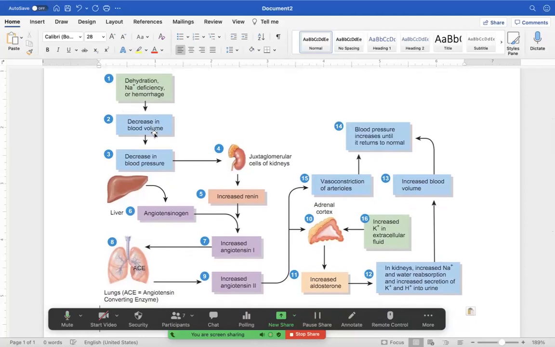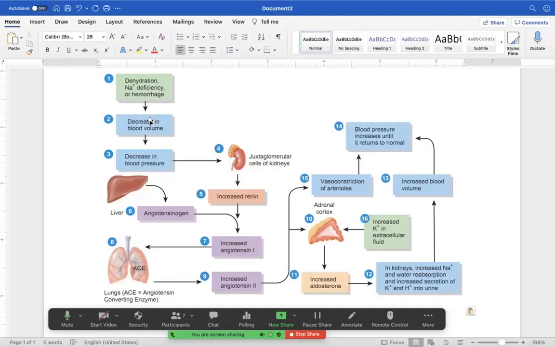So if I'm looking at this first part right here, we know that if I'm dehydrated, or if I'm bleeding out, or if I don't have a lot of sodium, what happens to my blood volume? Remember, wherever sodium goes, if I'm throwing out sodium, what's going to happen to the water in my system? It's going to go out. If I'm dehydrated, what's going to happen to the water in my system? It's going to go out. If I'm hemorrhaging or bleeding out, what's going to happen to the blood volume in my system? It's going to go out.